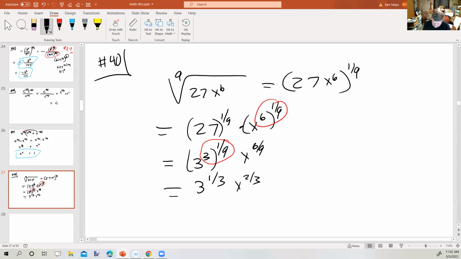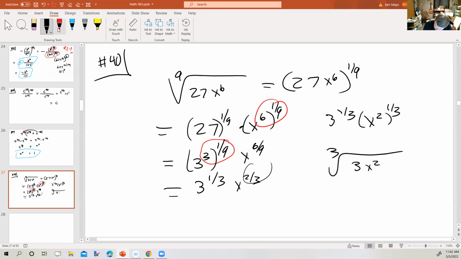Now, this is where things get a little bit tricky. I could write this as 3 to the 1/3 times x squared to the 1/3. Pulling this apart, now I've got the cube root of 3x squared. Yeah, that's kind of a tricky one. And as we learn more of the rules, that will get easier to do. But for right now, we've got that situation. And finally, number 42.